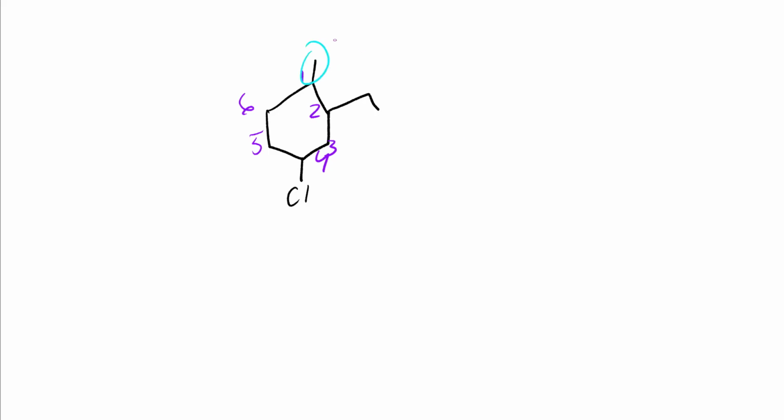So we're just going to say this is a what? This is a 1 methyl. This is a 2 ethyl. This is a 4 chloro. And the whole thing is a hexane, or a cyclohexane, right?